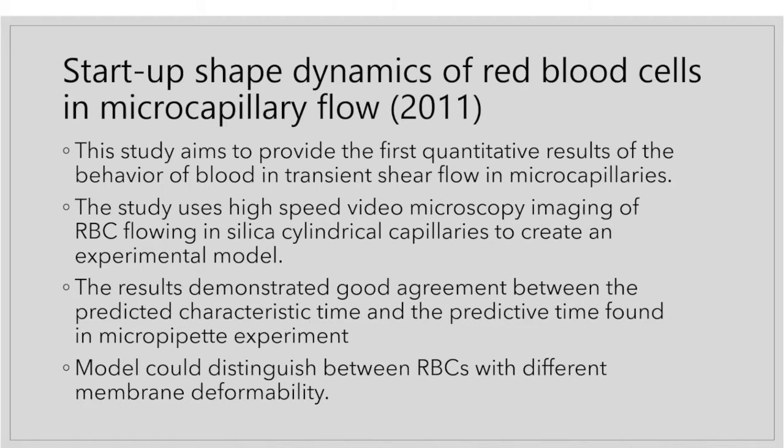The next article was on the startup shape dynamics of red blood cells. This study aimed to provide the first quantitative results of the behavior of blood in transient shear flow. The study uses high-speed video microscopy imaging of red blood cells flowing in silica cylindrical capillaries. The results demonstrate a good agreement between the data and the predictive time found in micropipette experiments, and the model could distinguish between red blood cells with different membrane deformability.